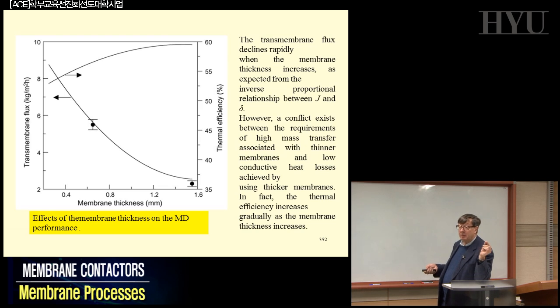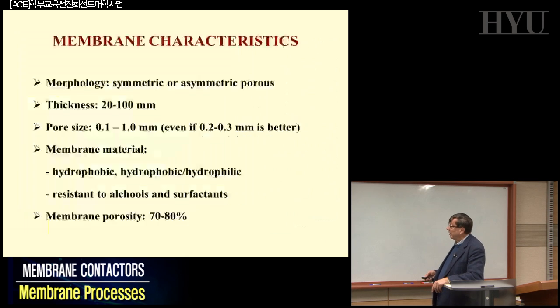Sometimes they are too thin for membrane distillation. You can produce the same but thicker, because you can increase thermal efficiency, even if you lose in transmembrane flux. Okay? With a thicker membrane, the thermal efficiency increases gradually as the membrane thickness increases. These are basically the membranes we are using today for this kind of operation.